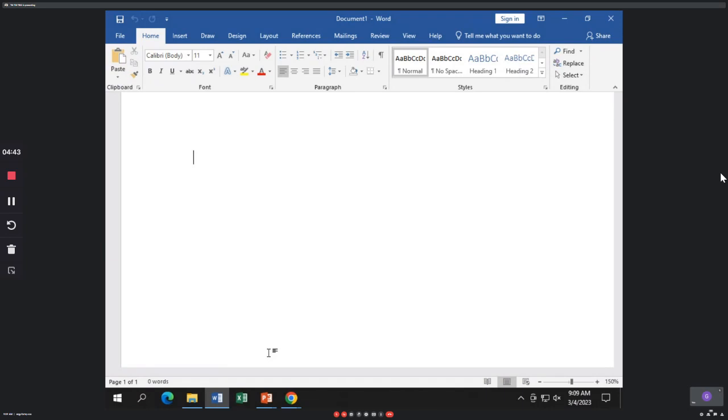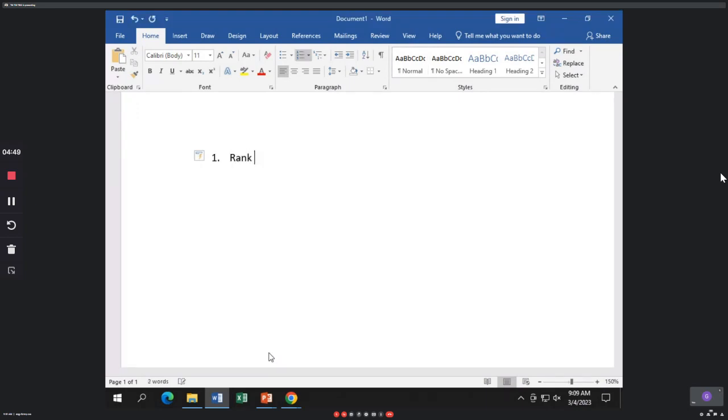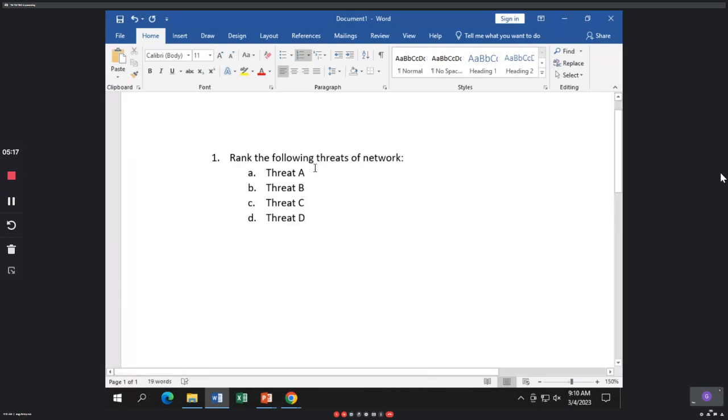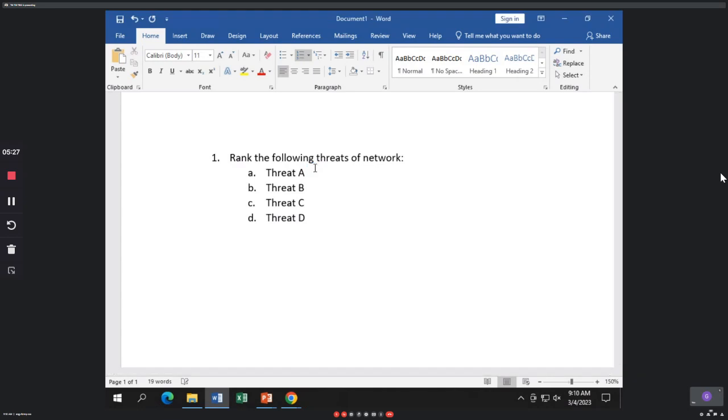Rank the following tracks for network. Track A, I'm not sure what the tracks are there, Track B, I just give an example, Track C and Track D. Because you want to get quantitative data, you might want to let them rank and choose which one is number 1, number 2, number 3, number 4. So you'll be able to gather data.